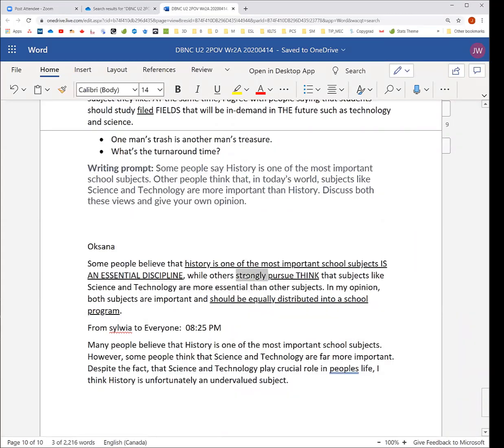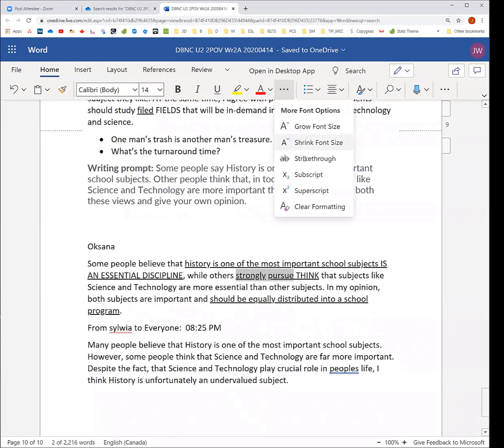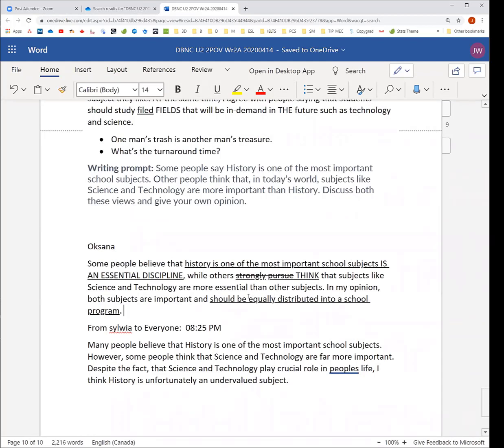Okay, that are more essential, strongly. Okay. And that technology and science are more essential. Is there something wrong with that? Well, you've already got essential. Yes, I know. So let's do something different. Okay. And the other part of the sentence should be equally distributed into school programs. Something wrong with that. What exactly is wrong? Should be equally distributed or have to? It's just weird.